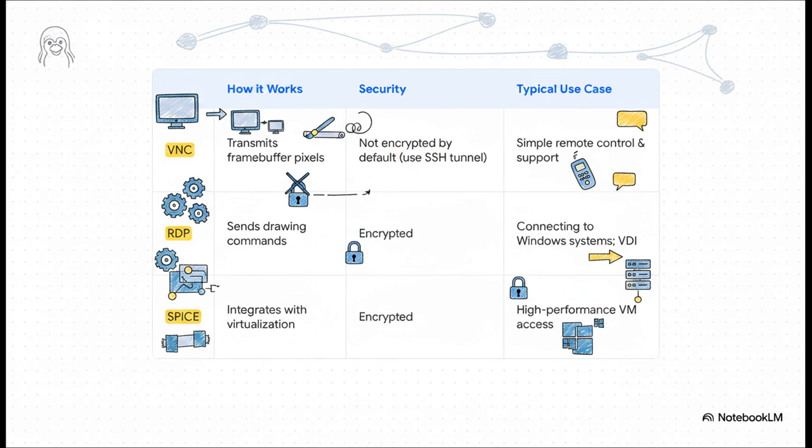Now, the one thing I really want you to take away for VNC is security. By default, it is not encrypted. I'm going to say that again. Always, always tunnel your VNC traffic over an SSH connection in a real-world environment. RDP and SPICE are more modern, they're more efficient because they send drawing commands instead of just raw pictures of the screen, and they're secure right out of the box. And if you're doing any serious work with KVM virtual machines, SPICE is what you want.